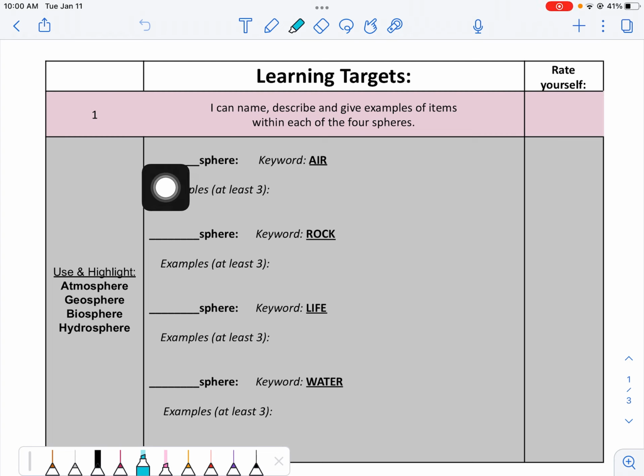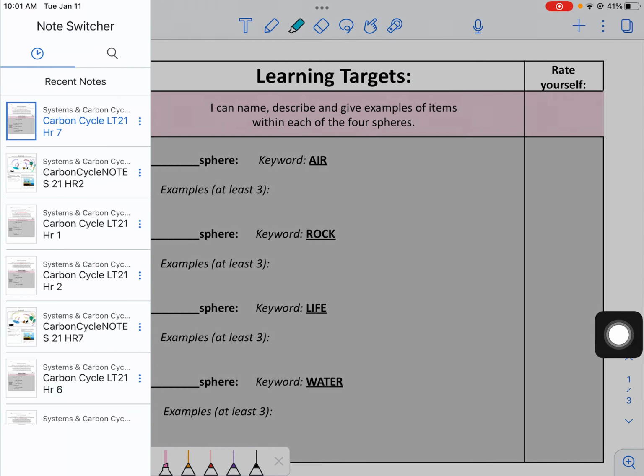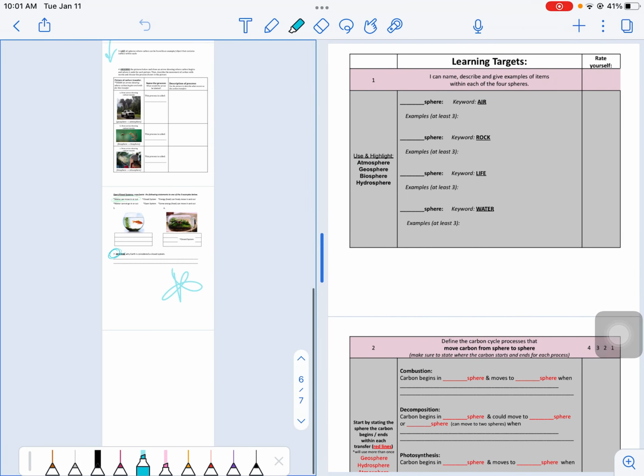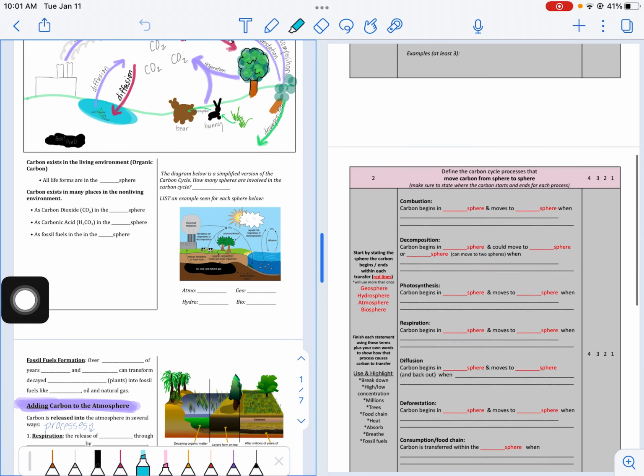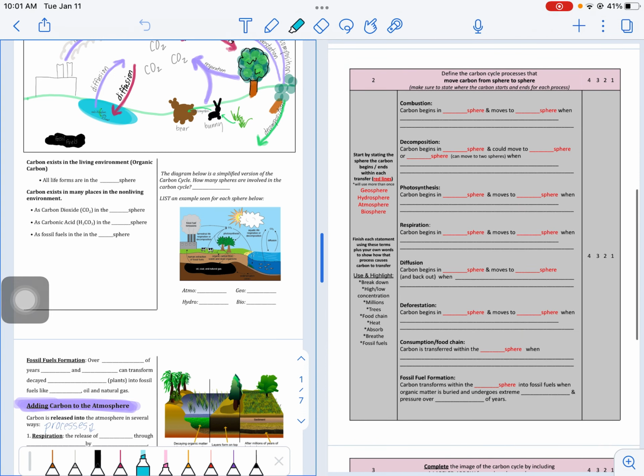So you're plugging in the prefix here, atmo, geo, bio, hydro, that matches the keyword, and then giving at least 3 examples. And we have some of that information in our carbon cycle notes. So you can be looking at your notes activity right underneath your picture. We really broke it down and had some examples other than the activity we did in class. So that would be a good resource there. As far as learning target 2 and 3 goes, it's really putting the last couple days in your own words.